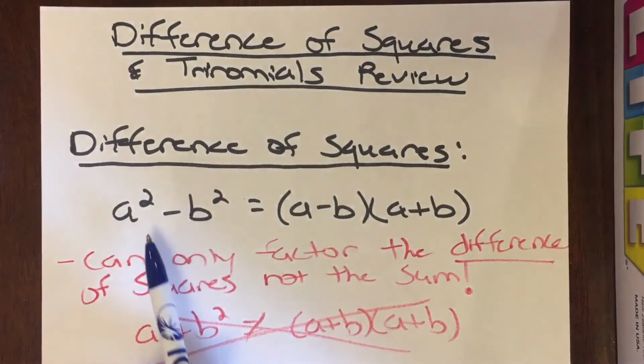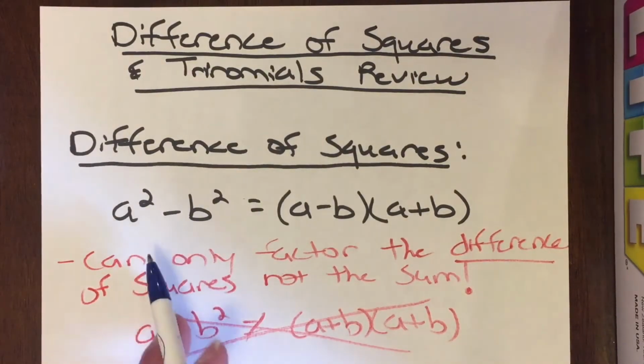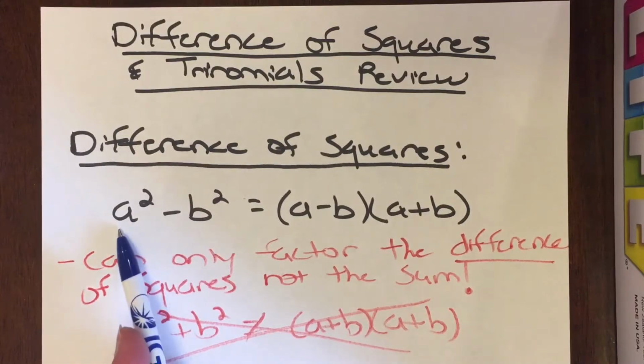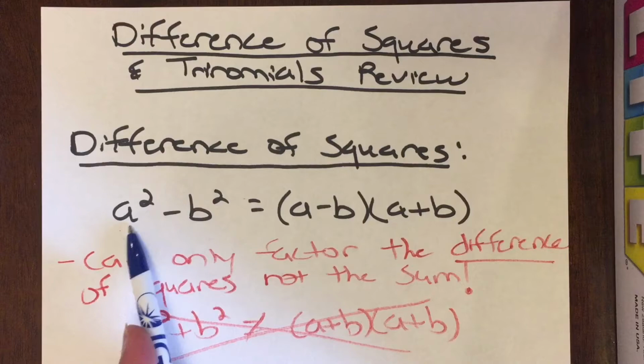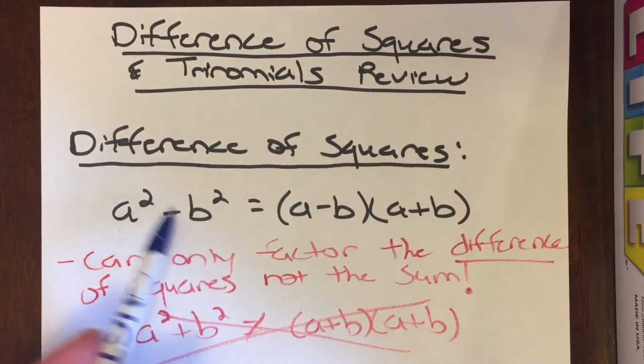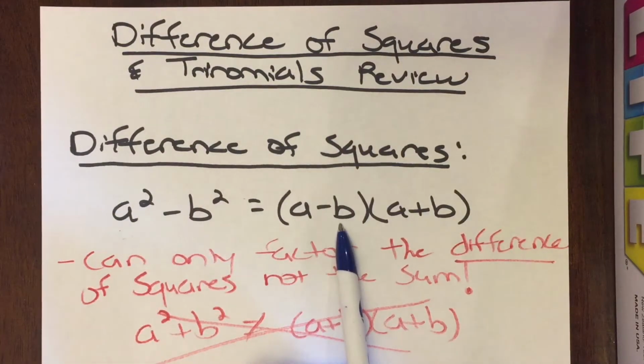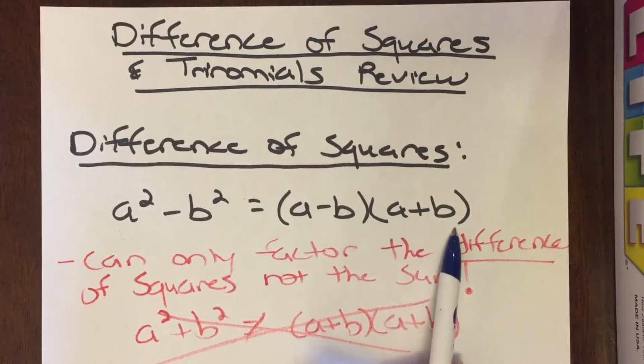So if you remember, we had the formula that told us what happens if we have two things that are subtracted and squared. As an example, if we have a squared minus b squared, this will always factor into a minus b times a plus b. Okay, and we can prove that by distributing.